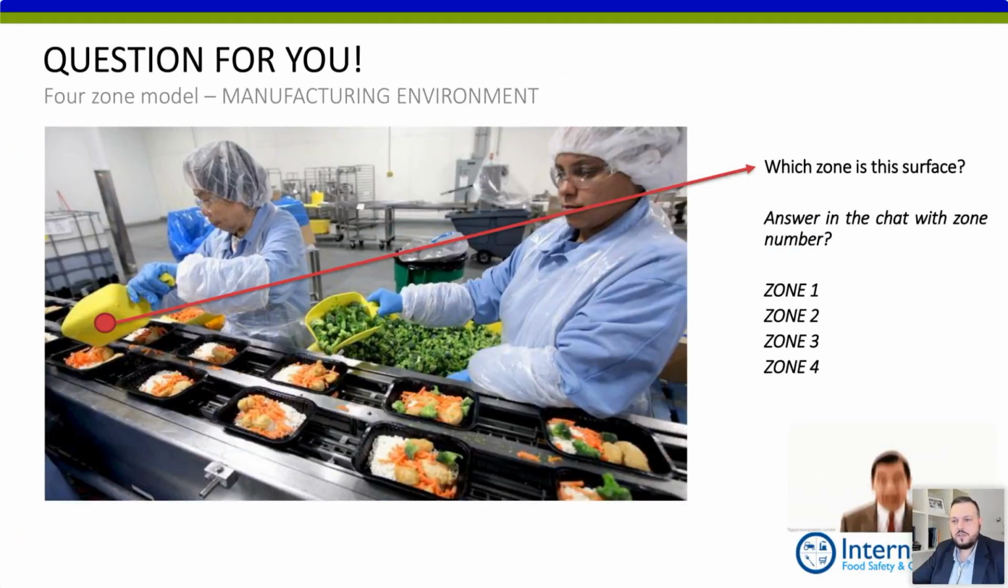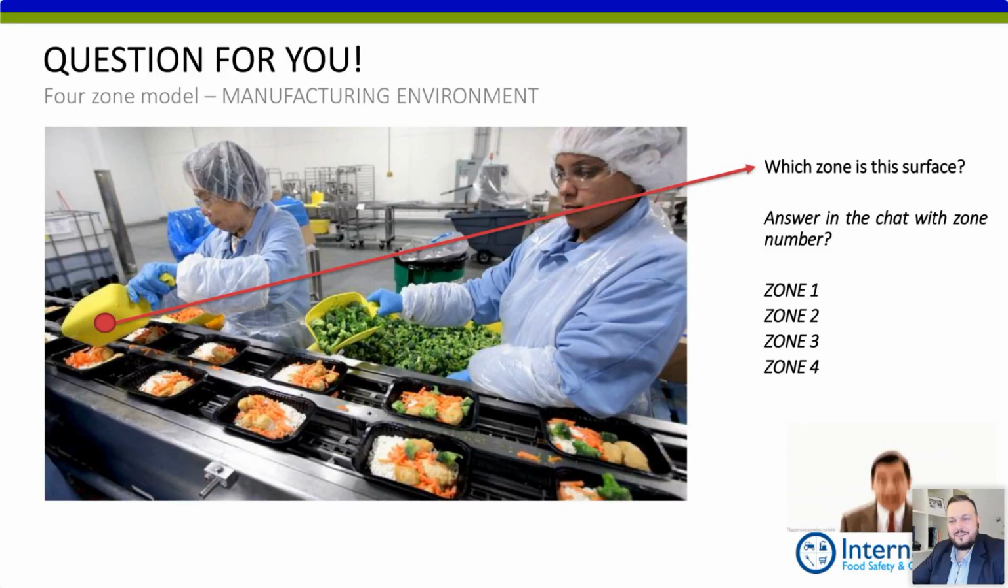So let's check now this tool that is handled by employees. Which zone is this surface? There is a question for you. You can answer it in the chat. Adrian is saying zone 3. Carrie, Sam, Nikki saying 1. Oh, we have different answers coming. One is the major answer here. Someone is saying 3. Okay, someone is saying 2.